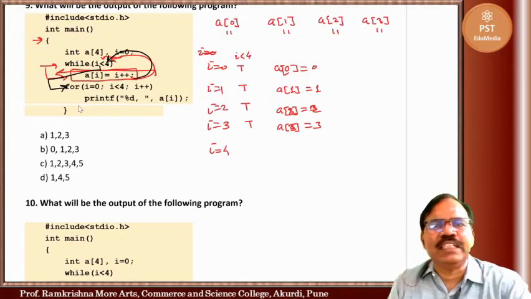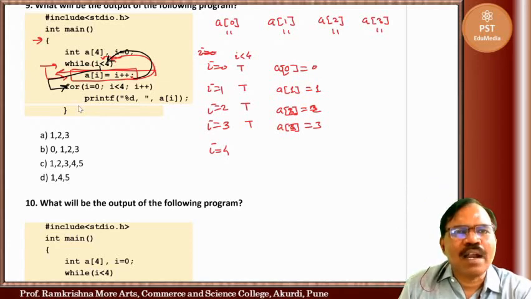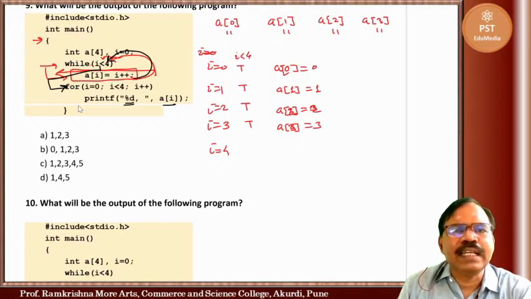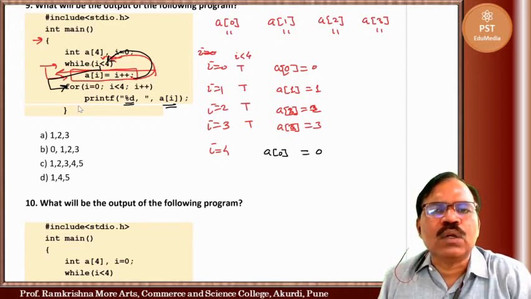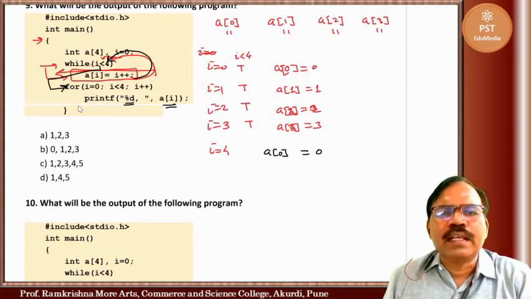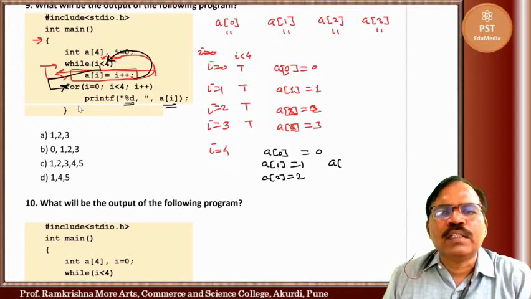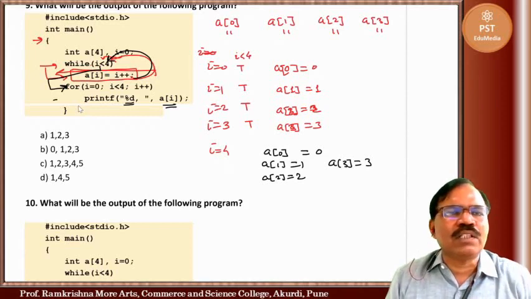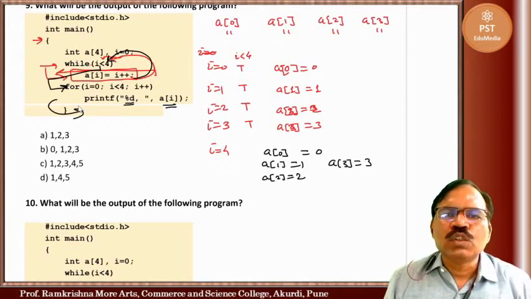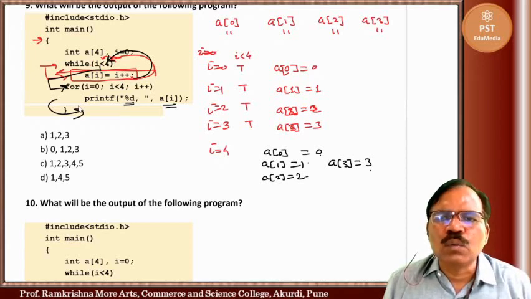And then for i equal to 0, i less than 4, i++, printf %d a[i]. So what happens? For first i equal to 0, a[0] is printed, and its value is 0. Then i equal to 1, a[1] is printed, its value is 1. Then a[2] is printed, its value is 2. Then a[3] is printed, its value is 3. And when i becomes 4, the condition is false, so it will come out of the loop. So what is the output? 0 1 2 3.